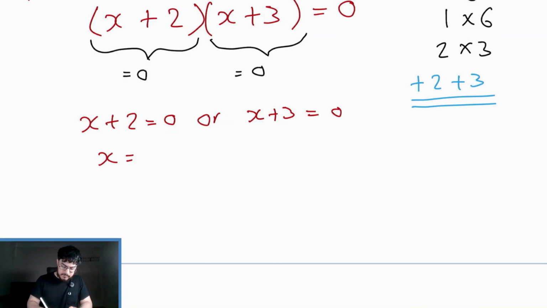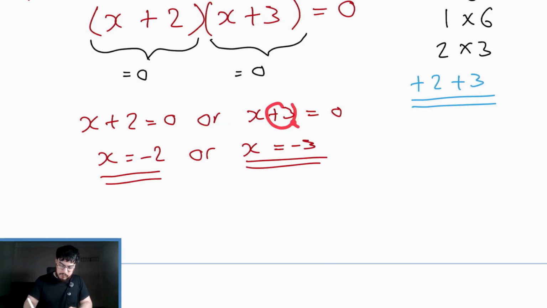0 subtract 2 is just minus 2. Or x is equal to minus 3 because we did the same thing. We subtracted the 3 over to that side. Okay, so this is the whole setup.